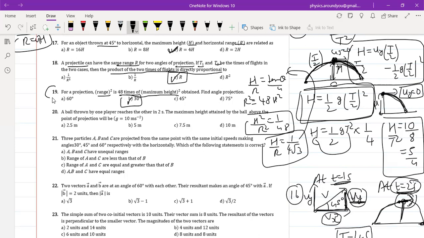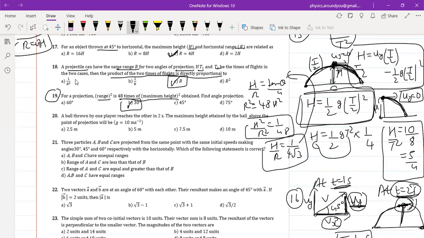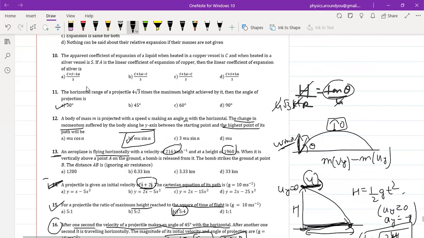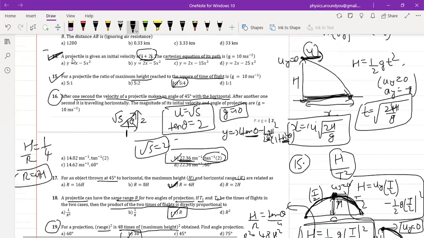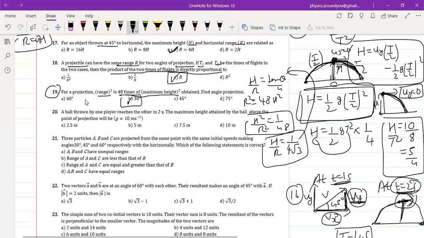In fact, question number 19 and question number 11, with which we started our journey in this discussion, are one and the same. 11th one and 19th one are one and the same. They have just given the data in squares, whereas there it was direct. So H by R is 1 by 4 root 3. We know the angle. Theta should be 30 degrees.